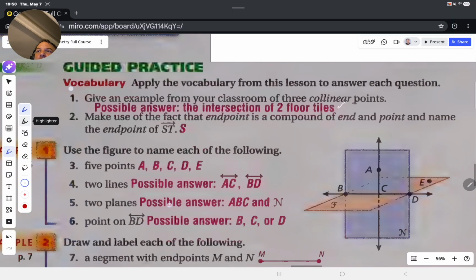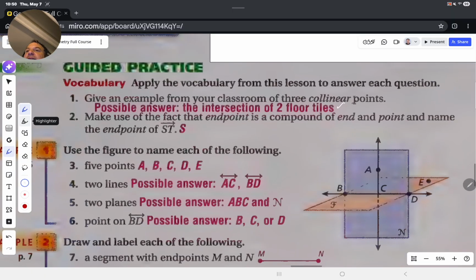And we'll begin here with our vocabulary. So question number 1 is asking for an example from your classroom of 3 collinear points. So let's remember that collinear means on the same line. So anywhere where you can see 3 things lined up perfectly straight would be an example. So for example, you could write down 3 corners along the edge of your desk, or the points where 2 floor tiles meet across the floor. That's our possible answer here from the text.